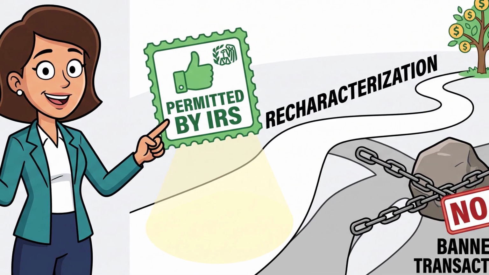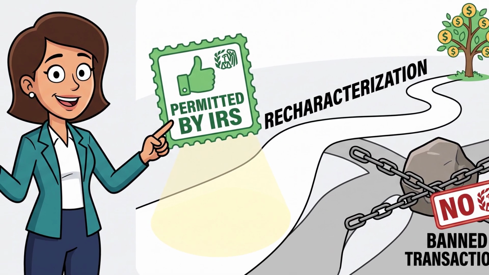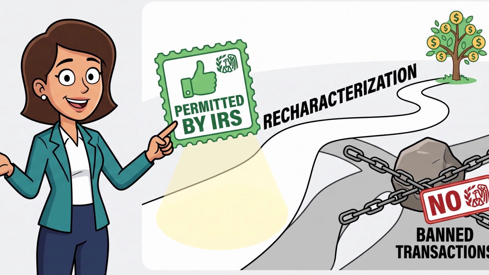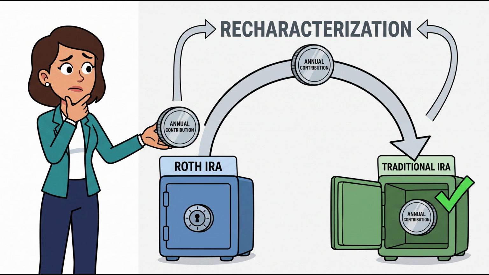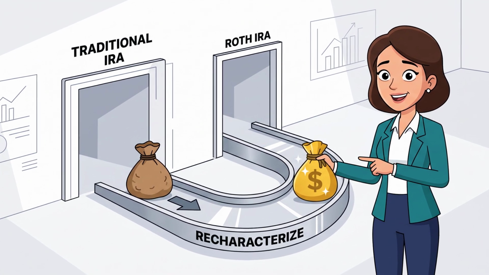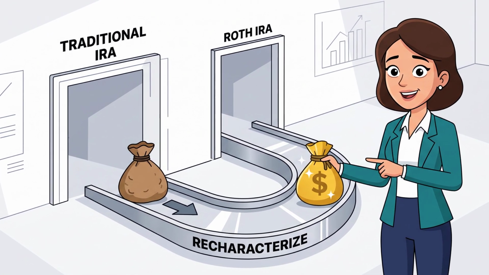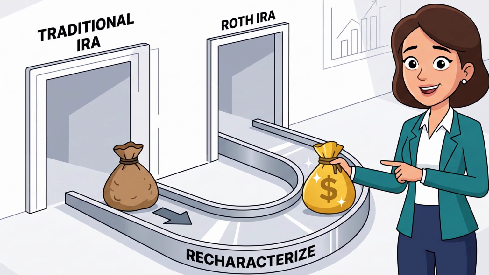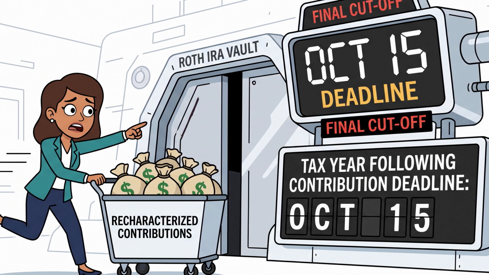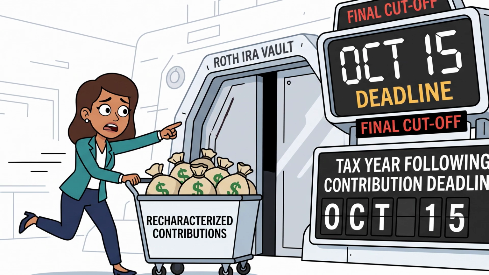What remains available is recharacterization of contributions, which is a different transaction entirely, and it is still fully legal and permitted by the IRS. A contribution recharacterization allows you to change the designation of a regular annual IRA contribution from one type of IRA to another. A Roth IRA contribution can be recharacterized to a traditional IRA contribution, and a traditional IRA contribution can be recharacterized to a Roth IRA contribution.